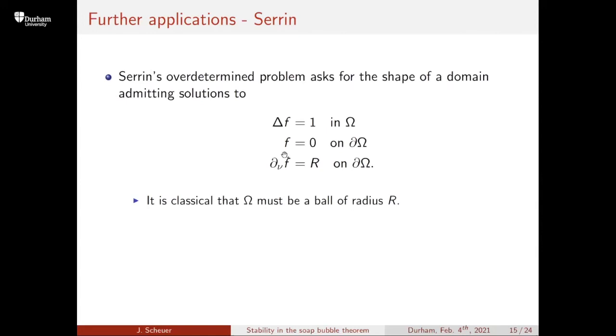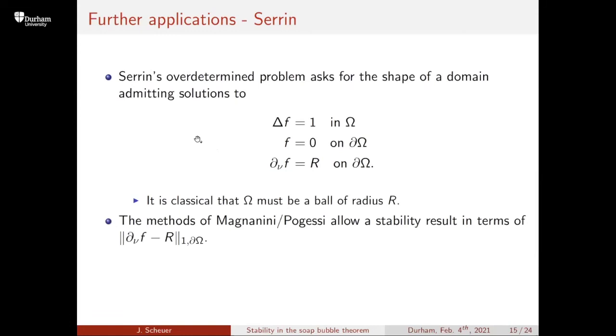And in the course of the work that I mentioned earlier by Magnanini and Poggesi, where they settled the almost Alexandrov theorem, they also settled the almost Serrin problem. Namely, they showed that you can control the distance of the boundary to a ball in terms of an L1 estimate of the Neumann derivative to a constant. Right, so this is in the same paper.